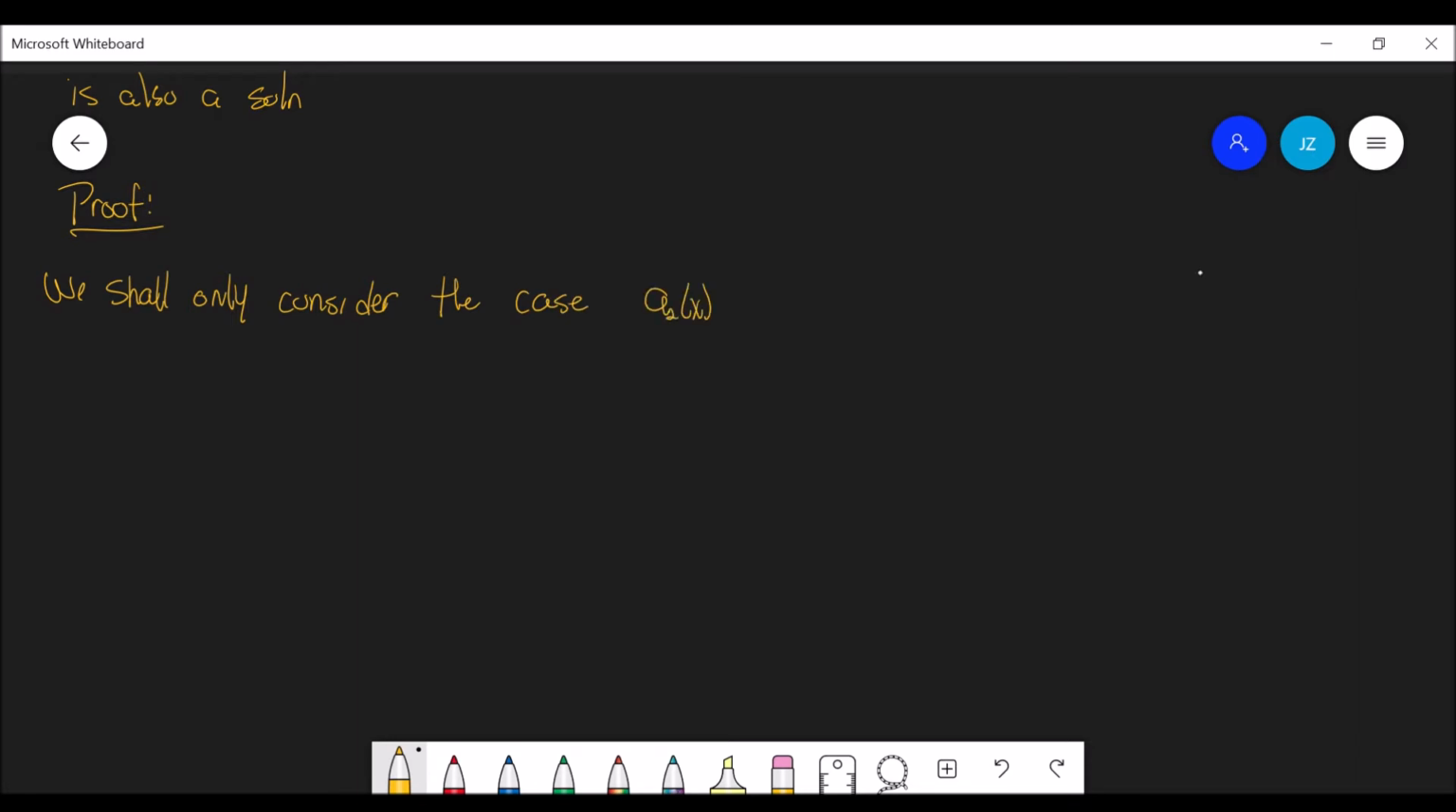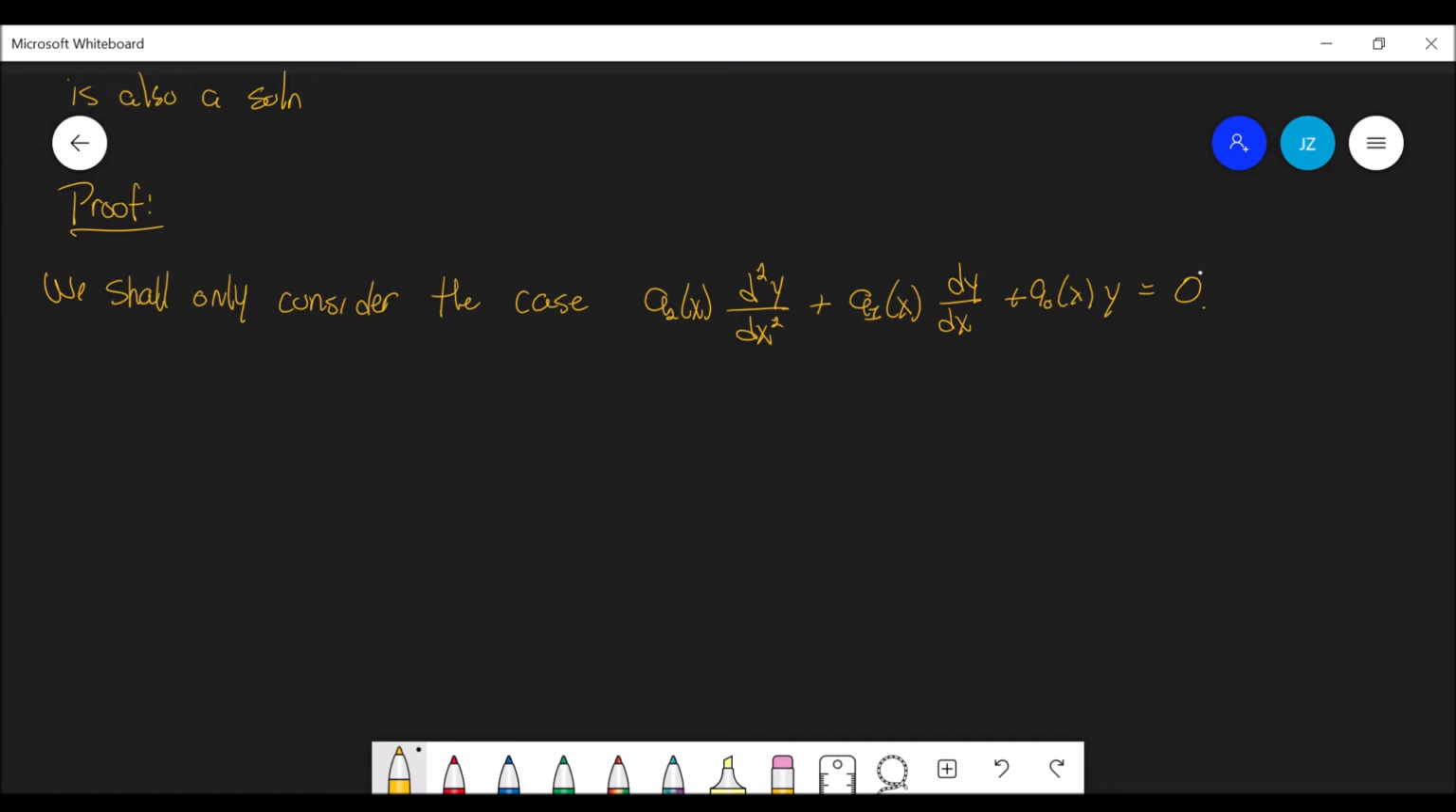So a2 of x d squared y dx squared plus a1 of x dy dx plus a0 of x y is equal to 0. Remember, we're considering homogeneous. The proof for the higher order is analogous.